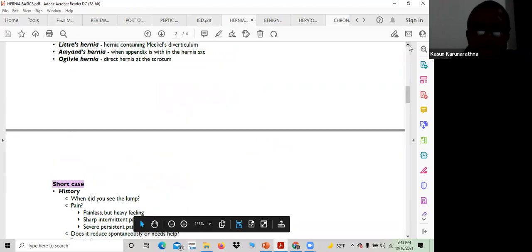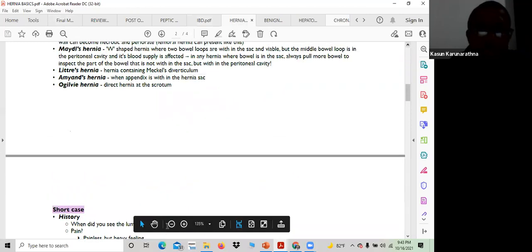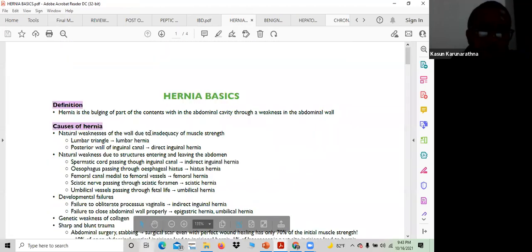Hernias. A hernia is a bulging of part of the contents within the abdominal cavity, right, through a weakness in the abdominal wall. Which hernia is the least likely to cause strangulation? Is it incisional hernia or direct inguinal hernia?